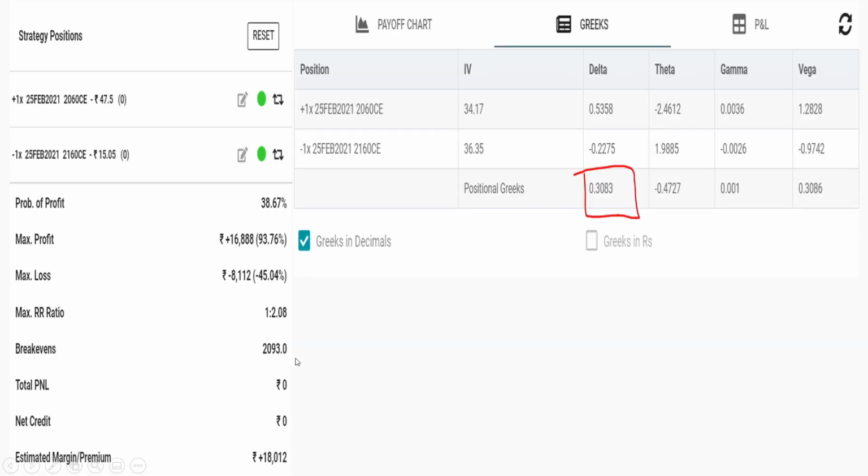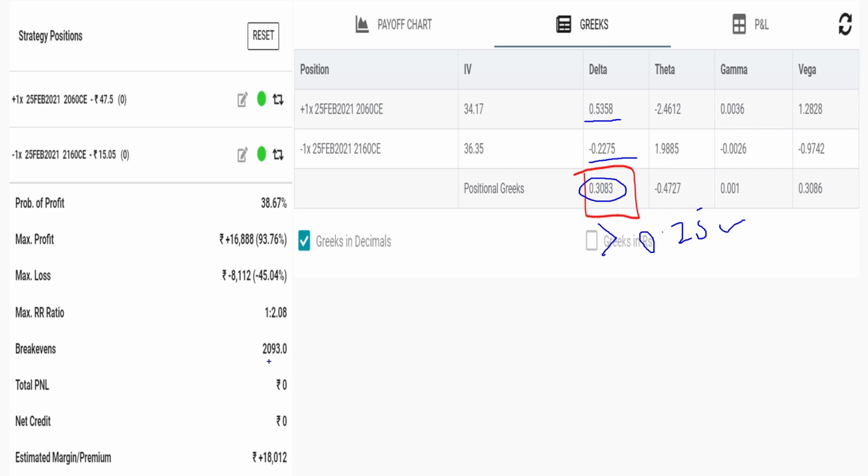Now we'll come to the Greeks part. Our second condition is that the net delta of the strategy should be greater than 0.25. And we can see here we have bought a call of 0.53 delta, and we have sold a call of 0.22 delta. So our net delta is 0.30, which is greater than 0.25. So the condition is matching.